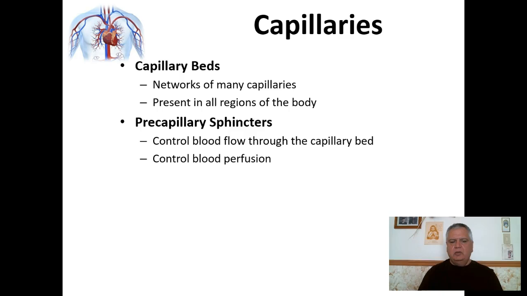So with that in mind, we use the term blood perfusion. If the capillary beds are open and receiving a lot of blood and allowing a lot of blood to pass into those tissues, we say that those tissues are very perfused with blood. So the precapillary sphincters control the movement of blood into that capillary bed and therefore into the tissues. Therefore, precapillary sphincters control blood perfusion, the movement of blood into the tissues.